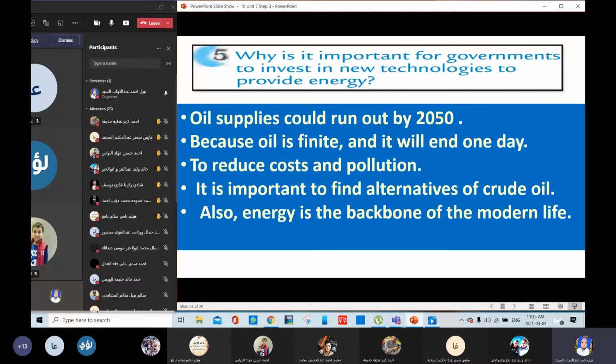Okay? Teacher. Yes. Shadi? Also to preserve oil. Yes, to save oil, or to ensure that the oil supplies will last longer. To ensure that the oil supplies will last longer. So the most important reasons are to reduce costs and pollution, and to make sure that the oil supplies will last longer than 2050.